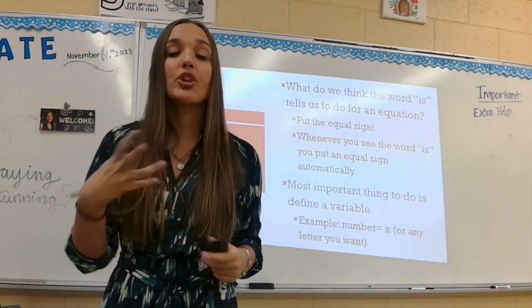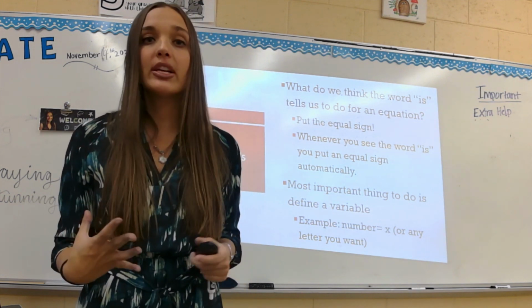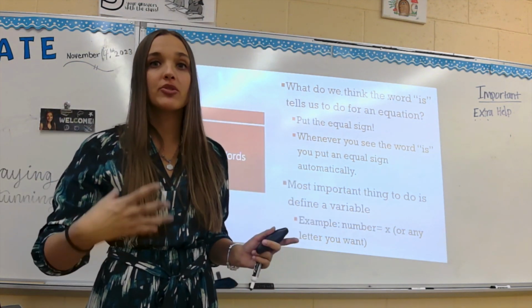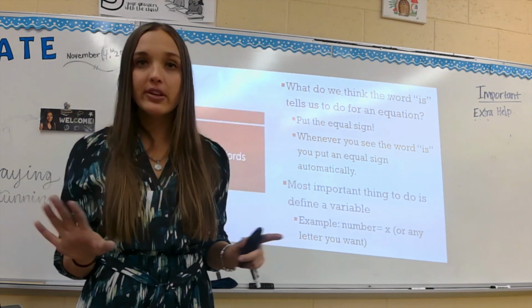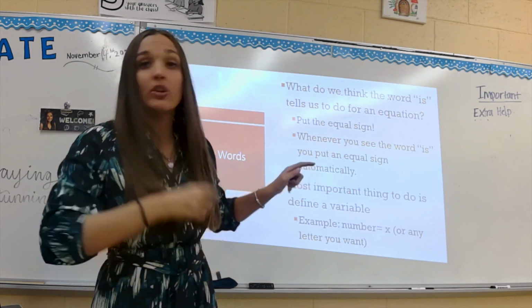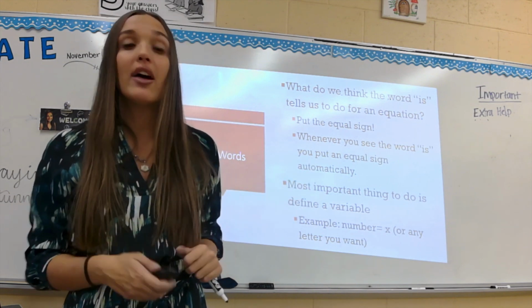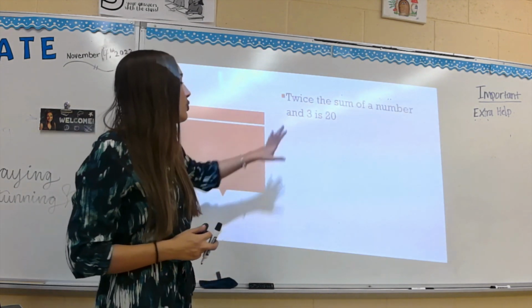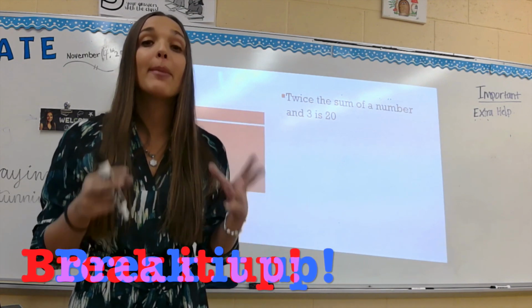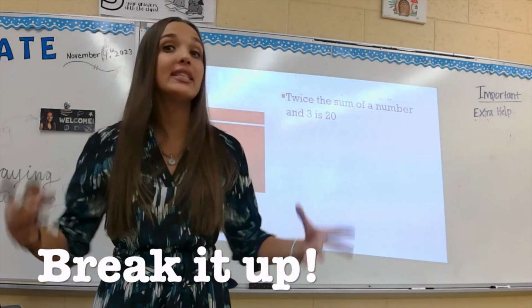Now, I am going to show you some more intense translating equations, because if you're able to do these, you're able to do the more straightforward ones. It applies everything that you would see. And so if you're able to do these, you'll be good for any assessment you're given on this topic. So it says twice the sum of a number and 3 is 20. Like I always say, break it up, break it down.